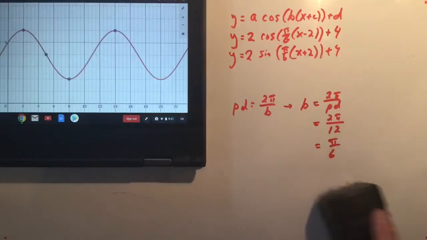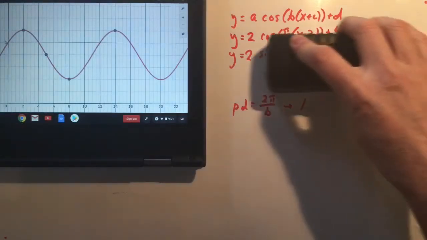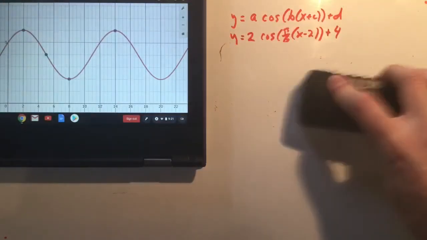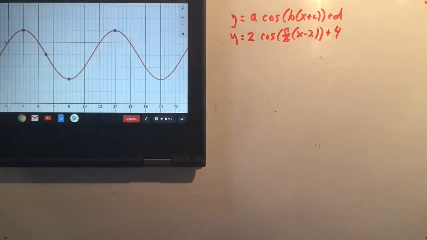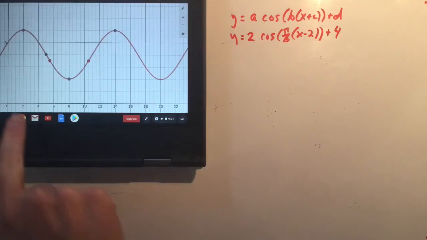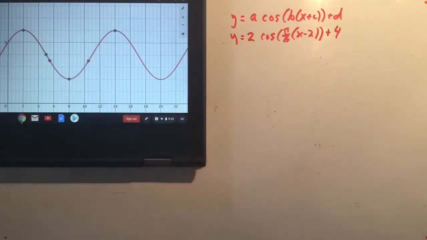Now the question said it's dangerous to be in the harbor when the water is 3.5 meters above the seafloor or less. Let's see when that would be. From looking at my graph, it looks to be about right there, and again it happens about right there. That would appear to be somewhere about 5:30, and that would appear to be somewhere around 10:30.